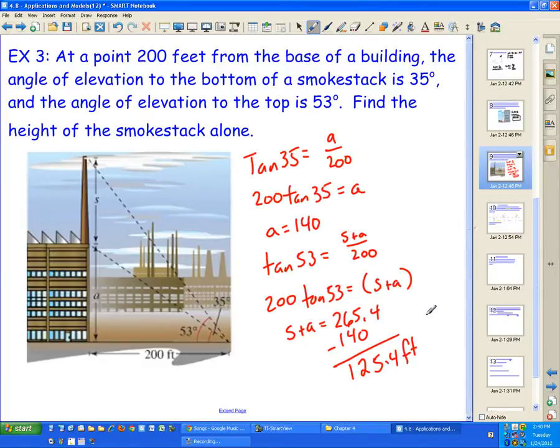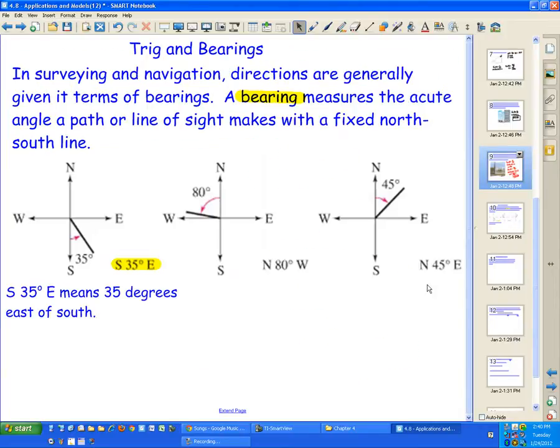And so basically we're just using trig to help us out with this. So then here's a definition that you need to get down about bearings.